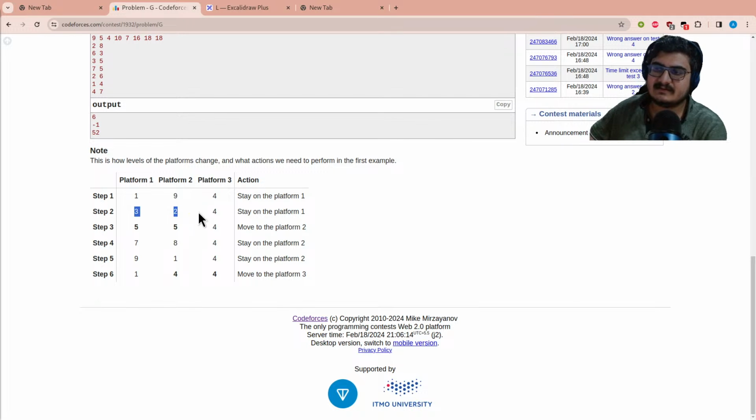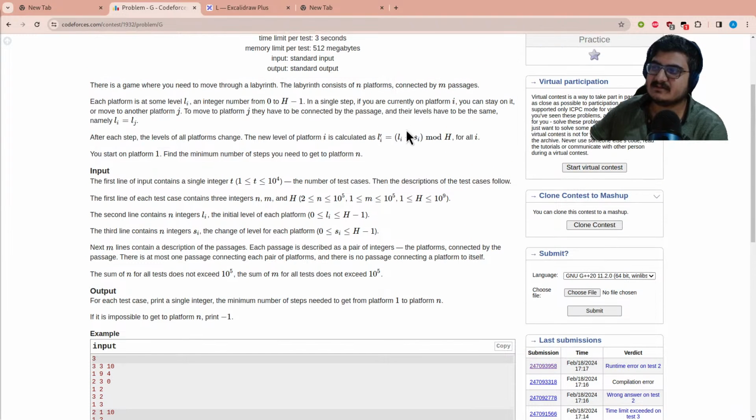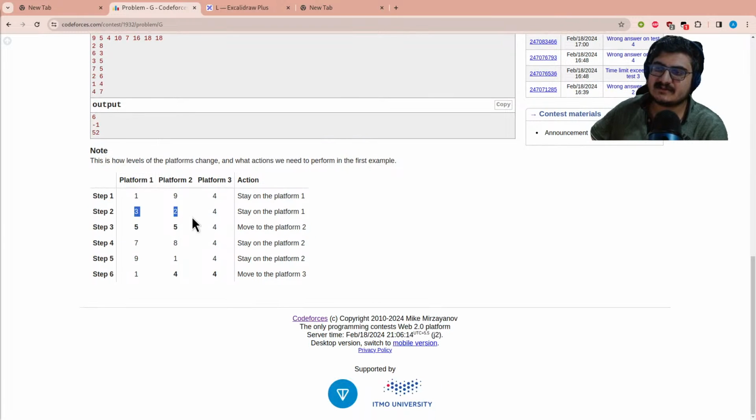After 1 second, the level of platforms changes based on this formula, and the new levels become 3, 2, 4. No one is at the same level, so you should do nothing and stay at platform 1. At time t equal to 3, platforms 1 and 2 are at the same level right now, so you should jump from 1 to 2 then. And now at time 4, multiple platforms change, no one is at the same level, you can't do anything, you stay at platform 2. Then again the platforms change, but no one is at the same level, so you do nothing. And now platforms 2 and 3 come to the same level, so you can jump from 2 to 3 and you reach the final platform. And the minimum time taken is 6.